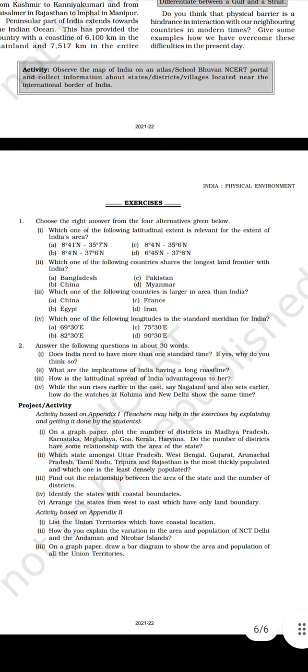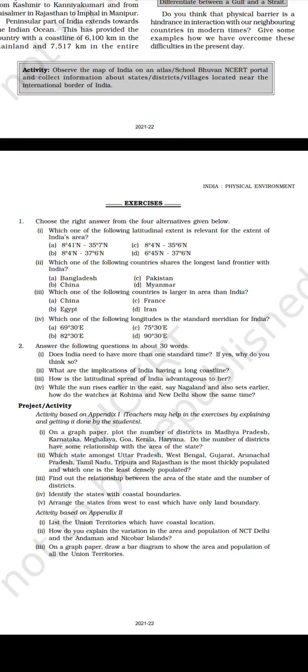Project activity. Activity based on Appendix 1. Teachers may help in the exercise by explaining and getting it done by the students. On a graph paper, plot the number of districts in Madhya Pradesh, Karnataka, Meghalaya, Goa, Kerala, Haryana. Do the number of districts have some relationship with the area of the state? Which state amongst Uttar Pradesh, West Bengal, Gujarat, Arunachal Pradesh, Tamil Nadu, Tripura, Rajasthan, and Jammu and Kashmir is the most thickly populated, and which one is the least densely populated? Find out the relationship between the area of the state and the number of districts.